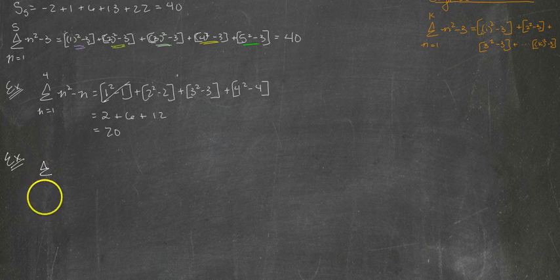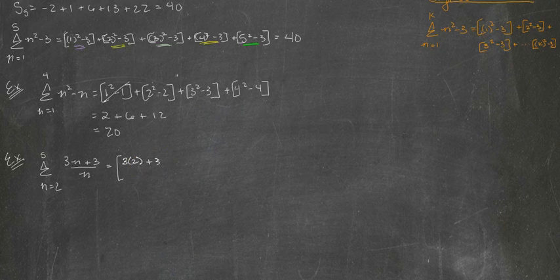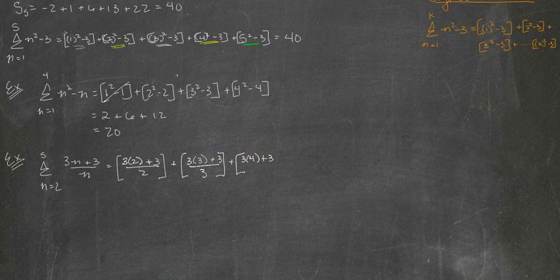This time I want to find the sum for n equals 2. I'm starting with the second term rather than the first term. And I want to go to the fifth term of 3n plus 3 over n. Okay, so let's just start plugging in values. I have 3 times 2 plus 3 over 2 plus 3 times 3 plus 3 over 3 plus 3 times 4 plus 3 over 4 plus, lastly, 3 times 5 plus 3 over 5.